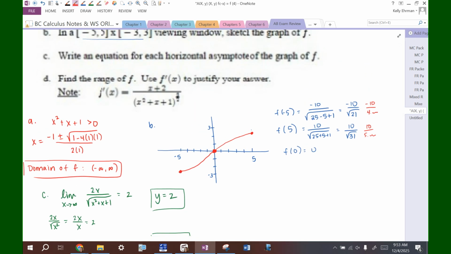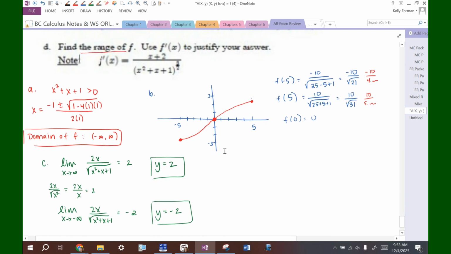All right, take a look at part D. Find the range of f. Use f prime to justify your answer. Oh, so that connects to what I just said. The range of f, and is my answer key wrong about this? Let's see. The range of f is saying, I know for sure that ultimately it goes between negative 2 and 2, but does this graph dip below? Is there a relative minimum right here before it comes back?